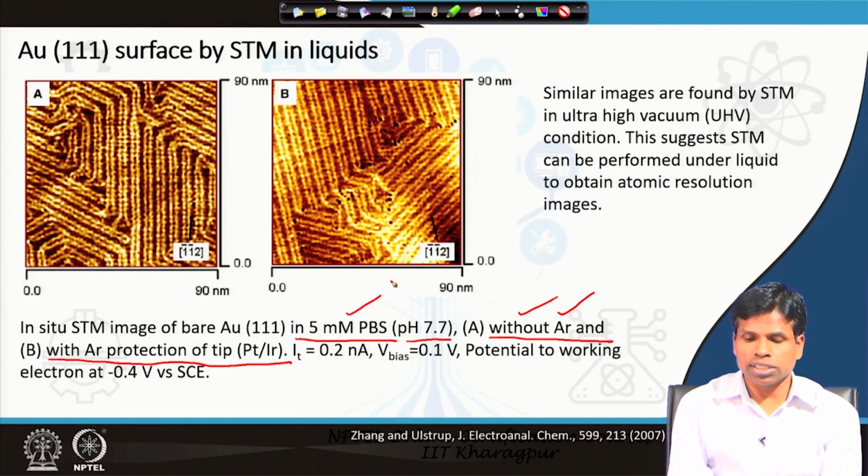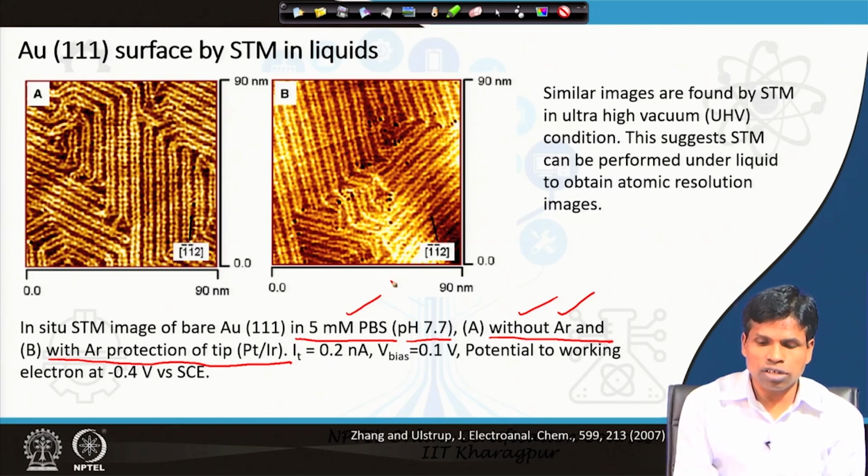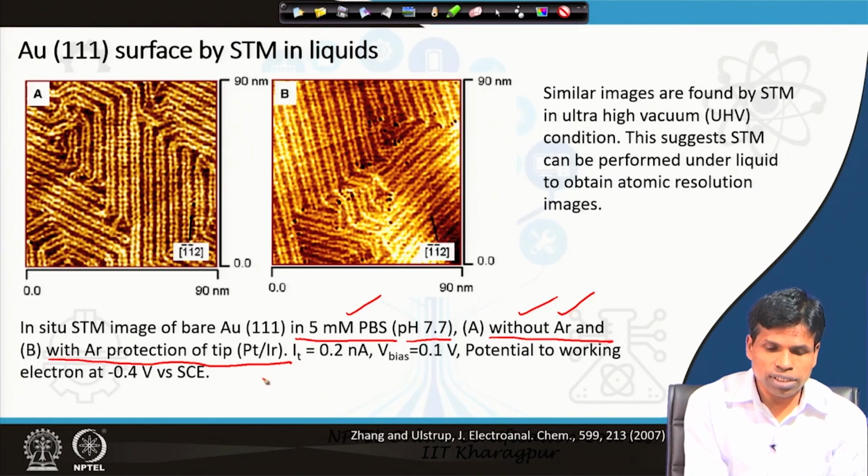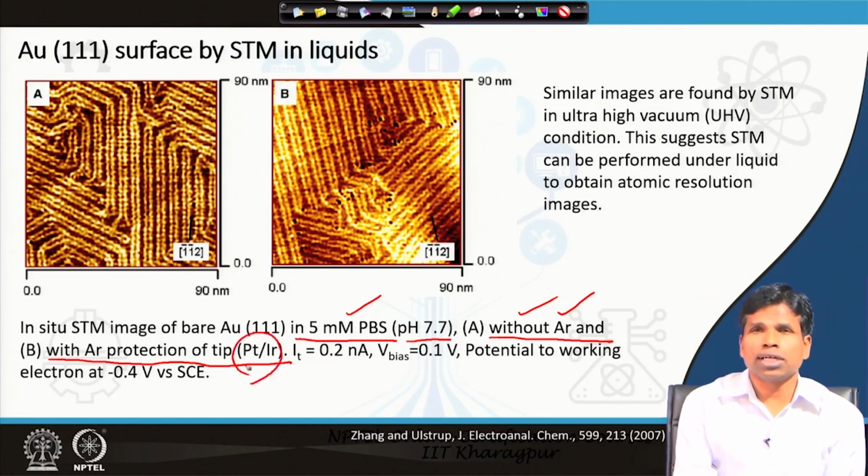So, the oxygen presence in the solution or in the medium has not much impact as far as the quality of the image is concerned. This image was collected using a platinum iridium tip, because a platinum iridium tip can be utilized as it is more inert in the solution compared to the tungsten tip, which can form oxide, and once it forms oxide, the tunneling current measurements cannot be possible because of the low conductivity of oxide.